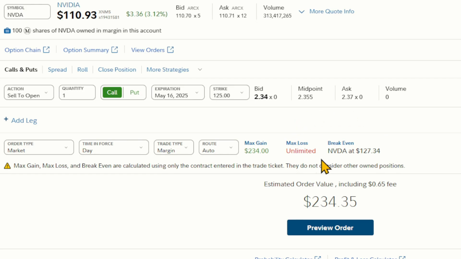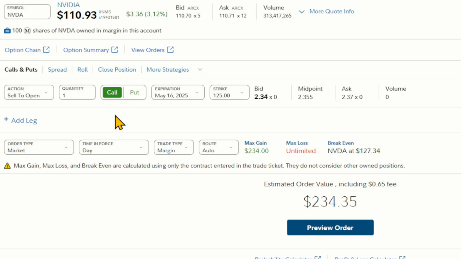Well, this is our break even at expiration. So we sold the $125 strike price, and we gave up our right. And for doing that, we get to collect a premium. That premium is $234, or $2.34 per share. So if I take 125 plus $2.34, I get to 127.34. So just for a second, let's forget about the 100 shares that we have.